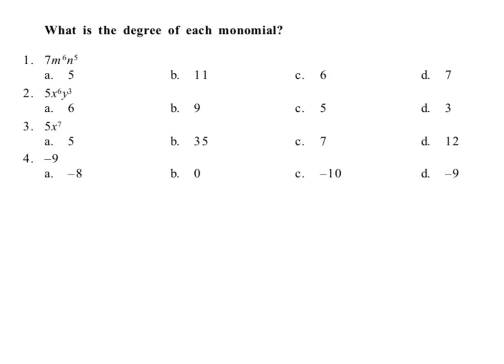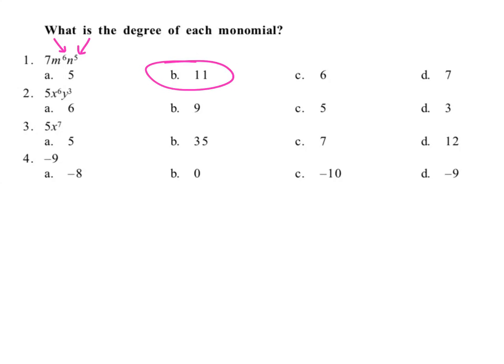Okay, what is the degree of each monomial? The degree is found by looking at the exponent, or the sum of the exponents if there's more than one variable. So taking a look at this first one, you can see that there is a 6 here and there is a 5 here. And that 6 and that 5 together add to 11, and that means the degree of this monomial is 11. Okay?